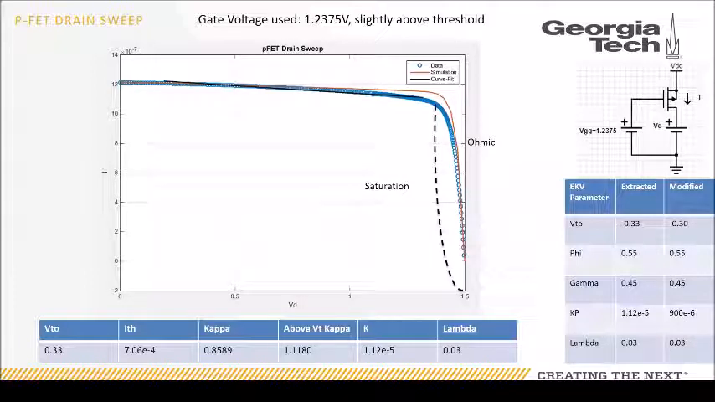And then for the drain sweep, we got our saturation and ohmic regions, and we curve fit our saturation region to get our lambda parameter. We just plugged this in, and the simulation was very close for the curve fit. And notice again, the gate voltage that we used here was 1.2375 volts, which is just slightly above threshold.